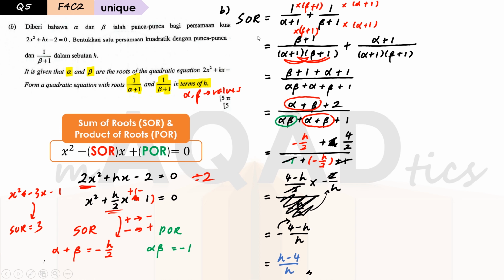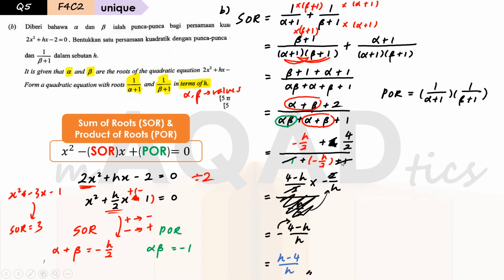So this is just for the SOR part only. We still need to figure out the POR part, which is to multiply these two values. Because for the SOR we did a lot of things, let us see whether if we multiply alpha plus 1 and beta plus 1, did we already find it in the SOR? If we look here, actually we are already done, right? Alpha plus 1 multiplied with beta plus 1, which would be this result.